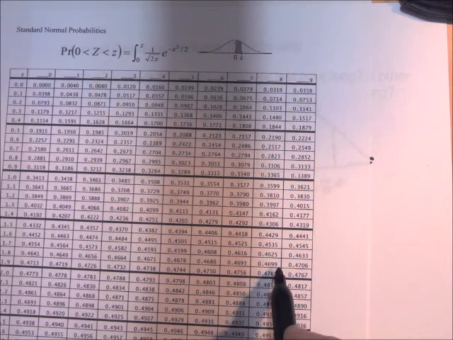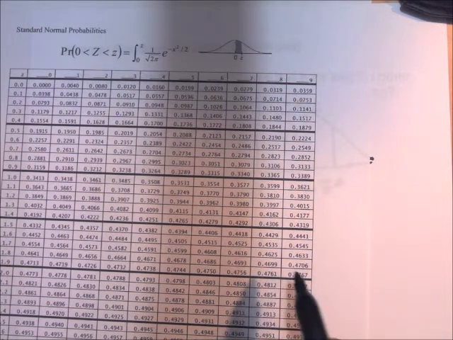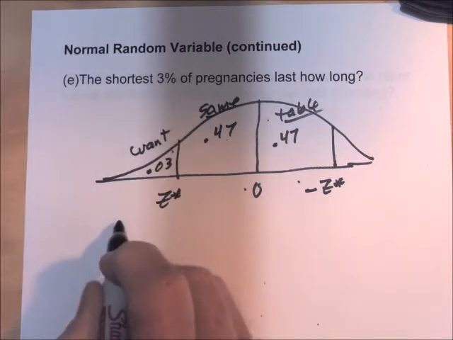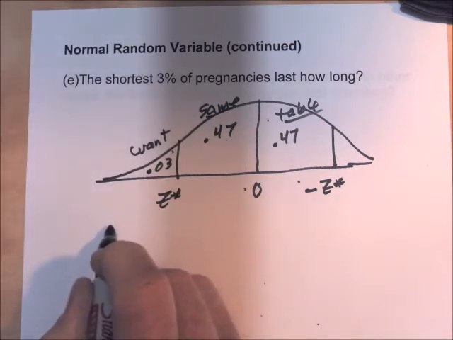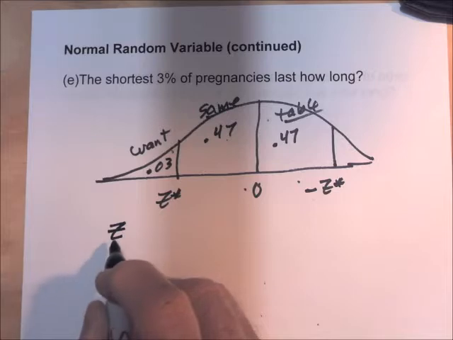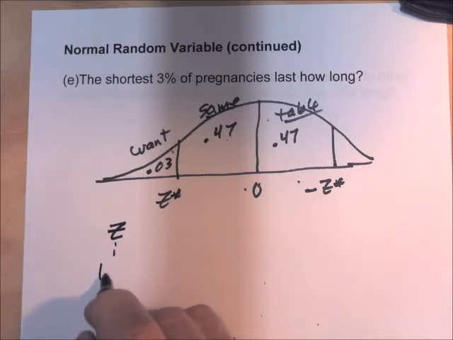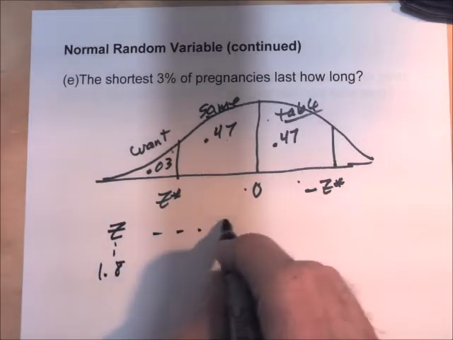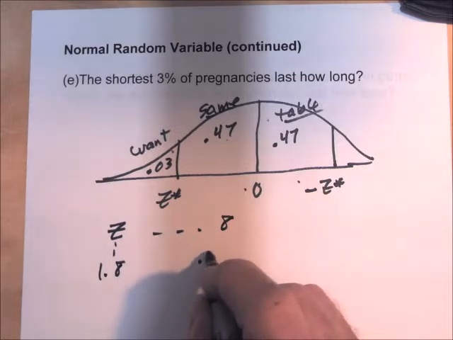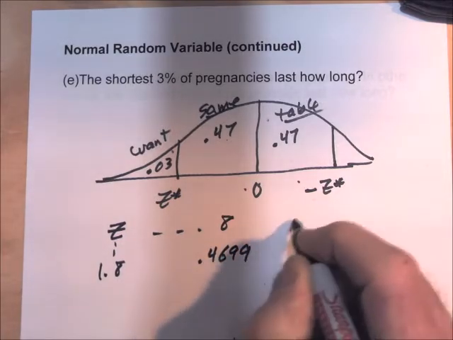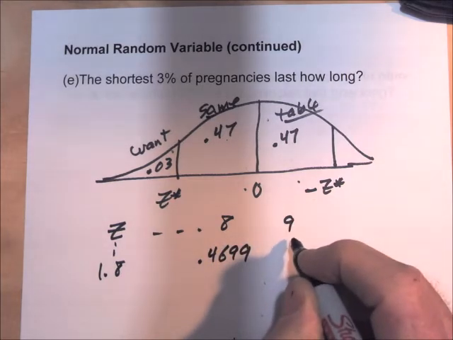Again, the closest numbers are row 1.8, columns 8 and 9. So it's the same. We're going to have the same value as we had before, except it'll have the opposite sign. So it's 1.8, columns 8 and 9, 0.4699, and 0.4706.